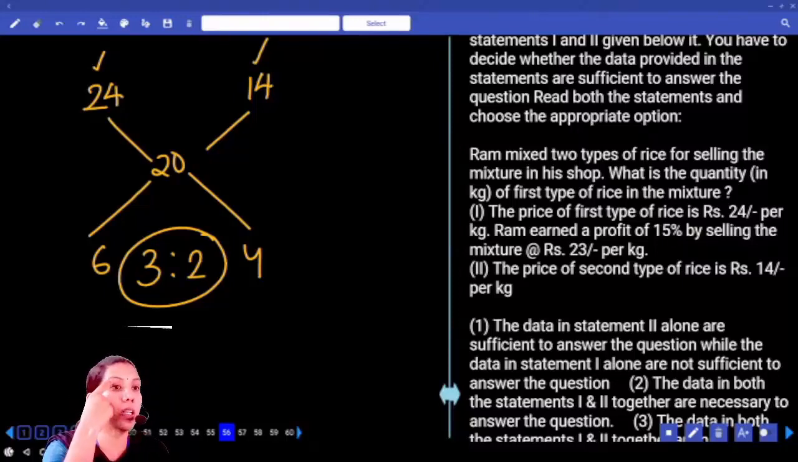But what is the question? Quantity. We don't know any quantity value. Either mixture quantity or first type or second type. So definitely not sufficient. 1 and 2 together are not sufficient to find the answer.